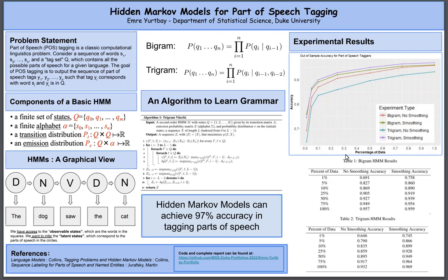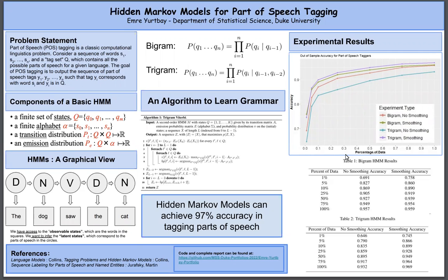We'll repeat this for 10, 25, 50, 75, and 100% of the data. And this will give us a sense of how increasing the amount of training data increases the accuracy of our model. So now that we know how our experiment works, we can turn to our findings.